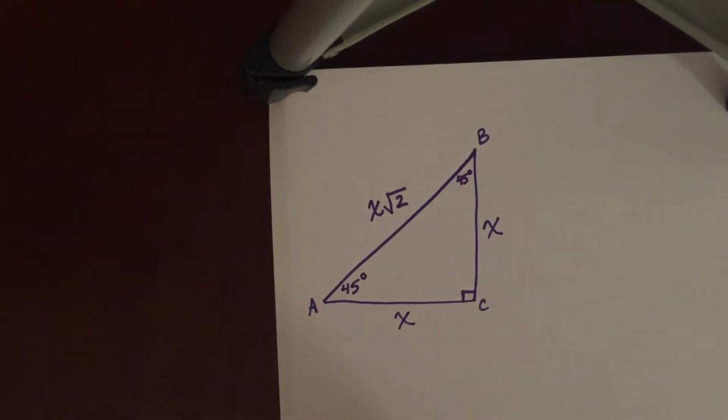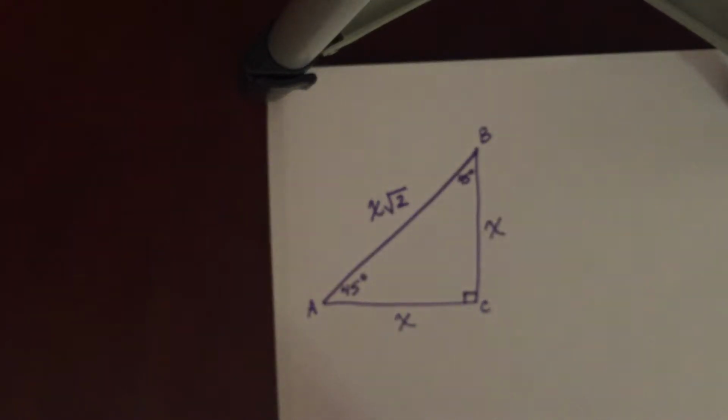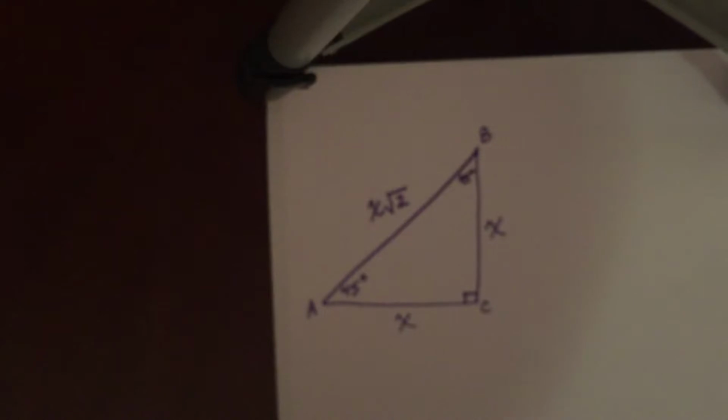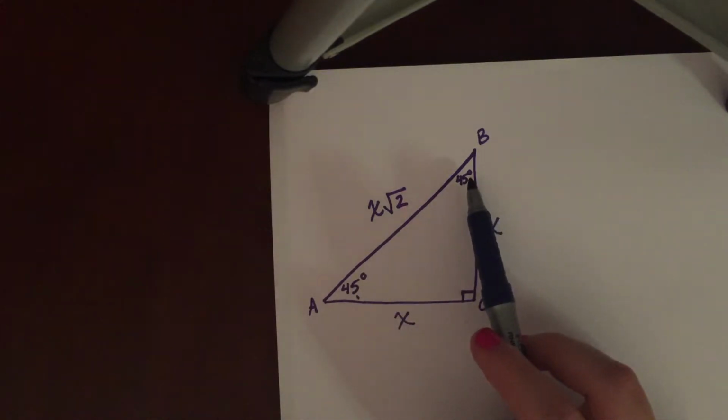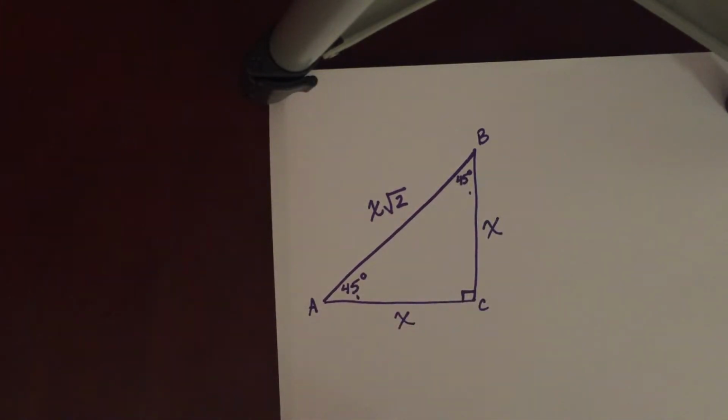Okay, so the first special right triangle we're going to look at is the 45, 45, 90 triangle. And this triangle is special because it has two angles that are the same. It's actually an isosceles right triangle. So it has a 45 here, a 45 here, and when I say 45, I mean 45-degree angle. And the right angle is here.